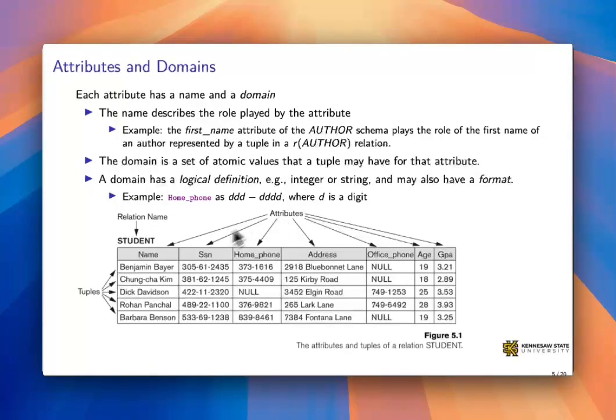This example here shows us a relation conforming to a relation schema student that has these 7 attributes in the header row here. And then each one of these rows is a tuple in that relation.